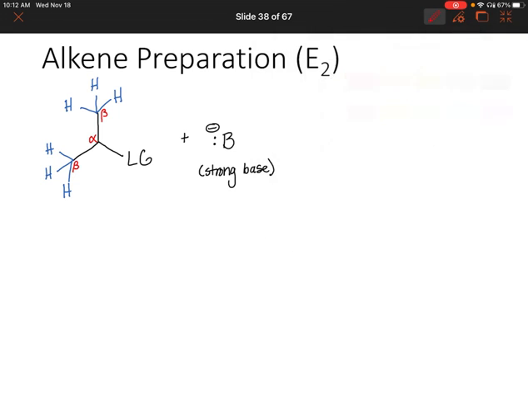So let's just make a little chart. So an alpha carbon is the carbon attached to the leaving group. A beta carbon is the carbon attached to the alpha carbon.